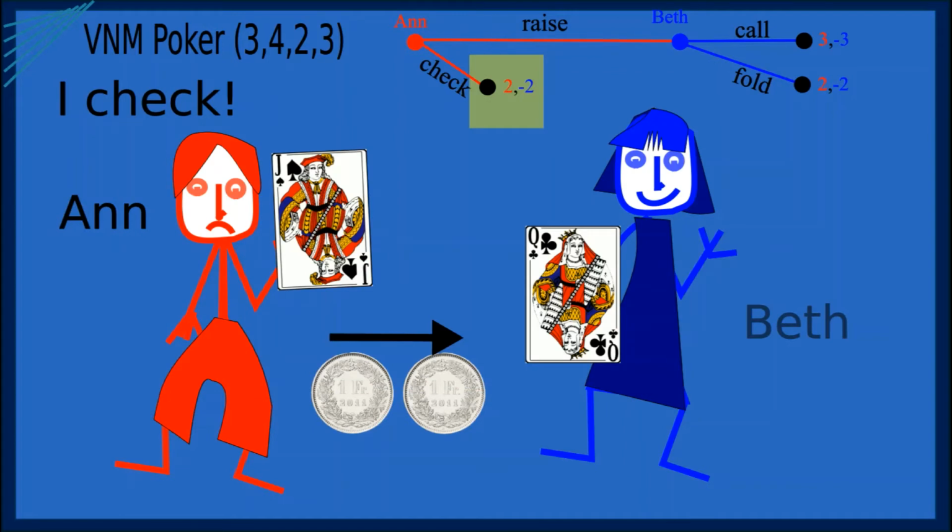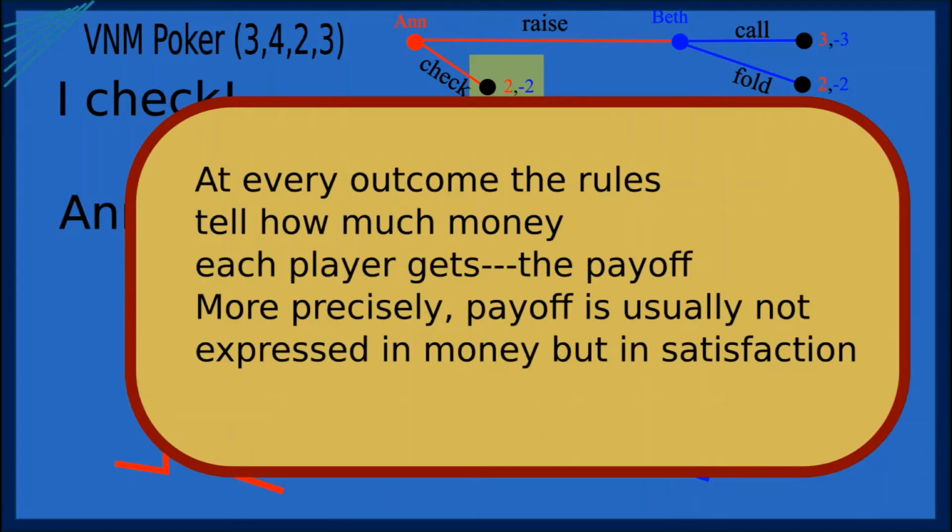The payoffs attached to these outcomes are as follows. The player with a higher card gets a minimum bet, 2 Swiss francs from the other. In case of a tie, no money is exchanged.